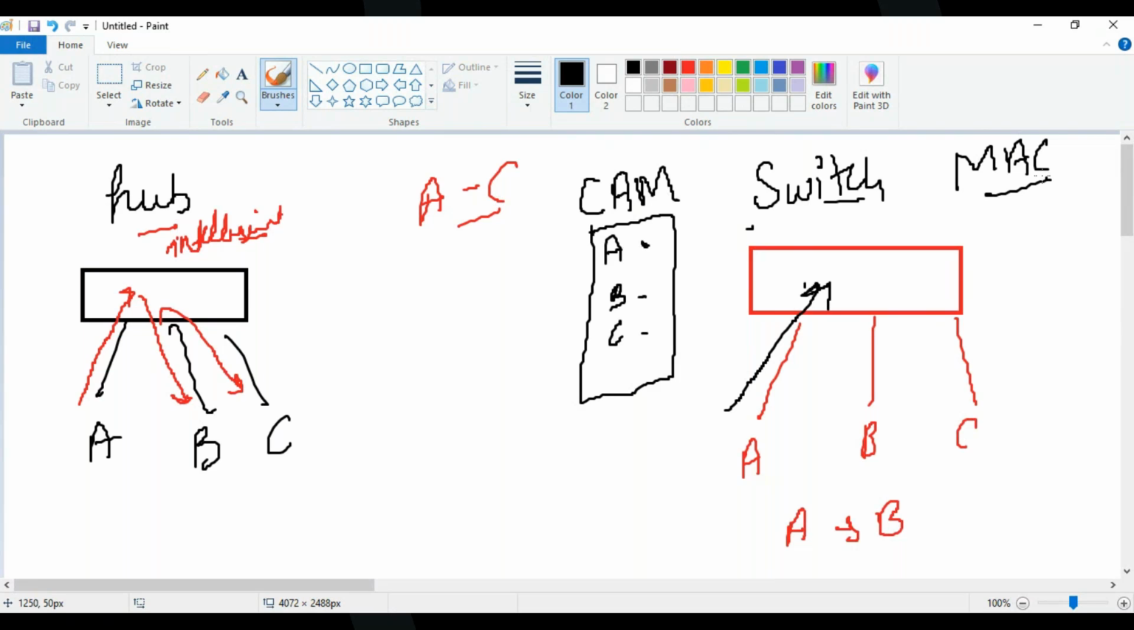Okay, let me check the chat box. Do you know what is MAC address? Okay, let me tell you.